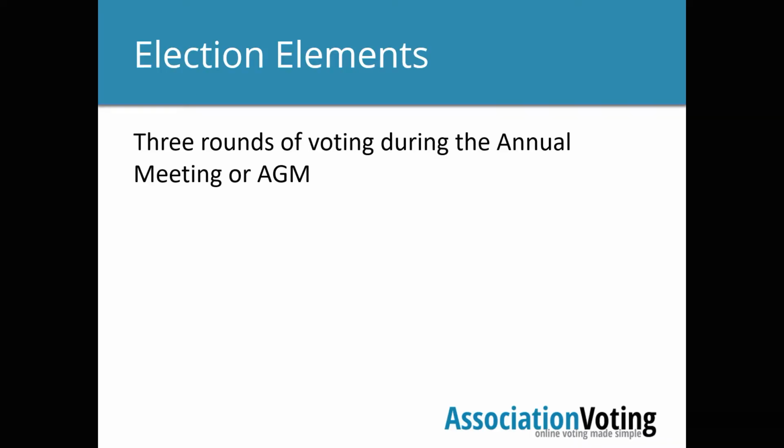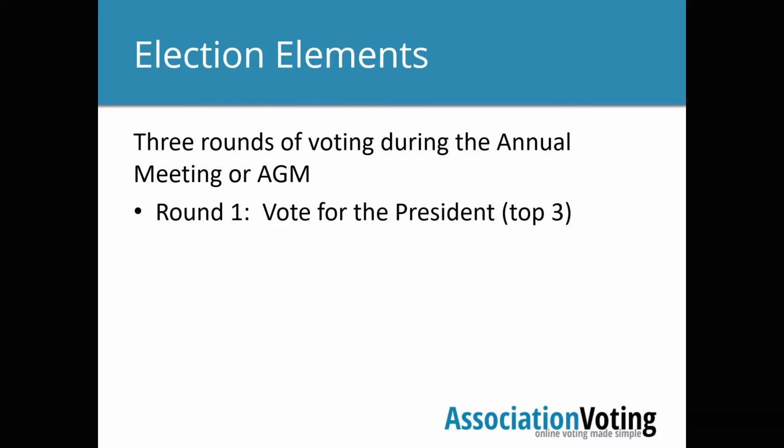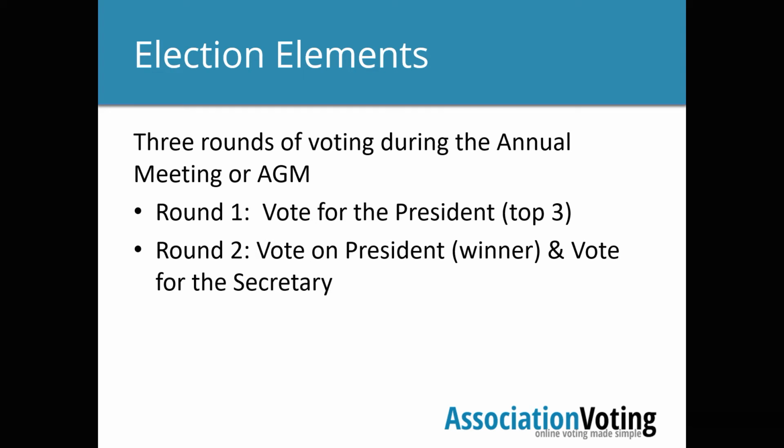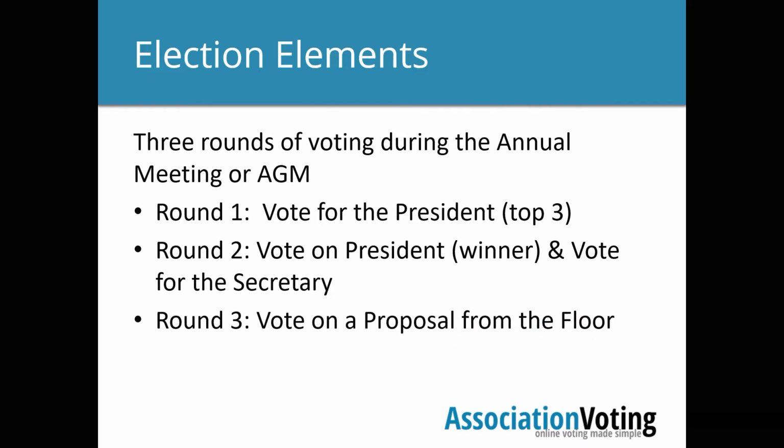In this election, there will be 3 rounds of voting during the meeting. In round 1, we will vote on the position of president, narrowing down the candidates from 10 to the top 3. In the second round of voting, we will vote on the winner of the presidential race, as well as vote in a secretary for the board. In the final round, we will determine the fate of the proposal brought from the floor for vote. Let's start by demonstrating the voter experience.